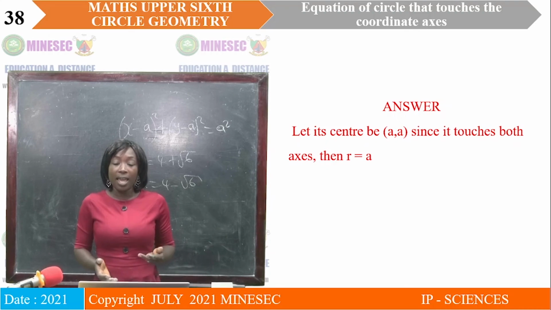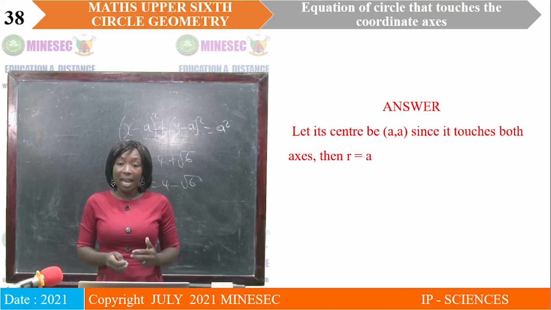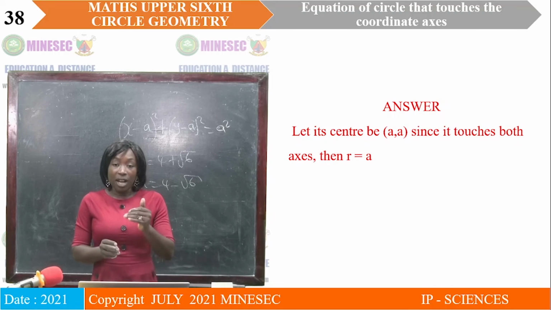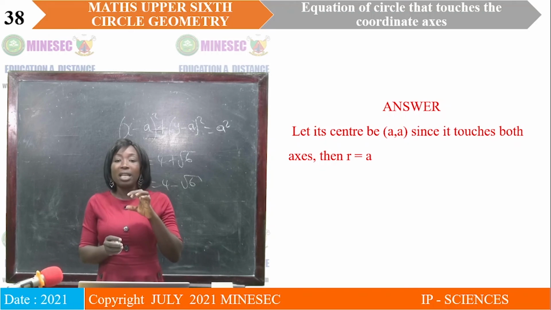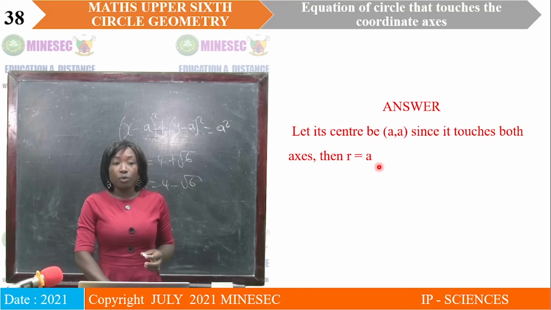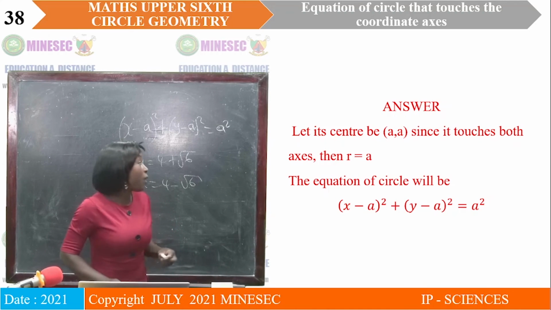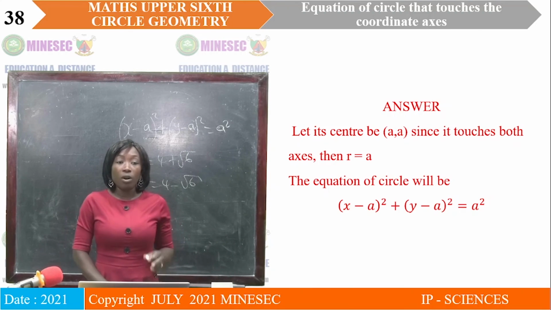Why do we say (a, a)? Because we have been told in the question that the circle touches both coordinate axes. And if it touches both coordinate axes, we are free to say that the value of the radius is equal to the value of each of the coordinates of the center of the circle. So we're going to have r equal to a and the center (a, a). With that, we substitute all those values in the equation as we rightfully had: (x - a)² + (y - a)² = a².